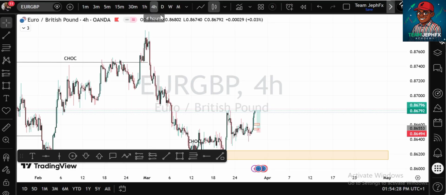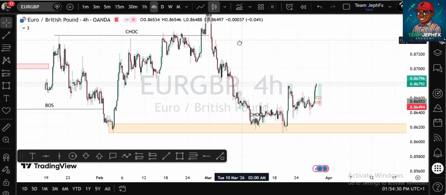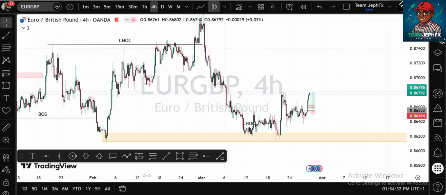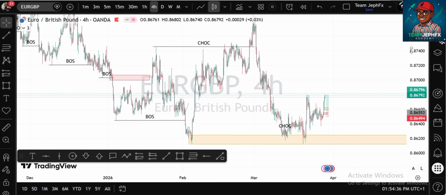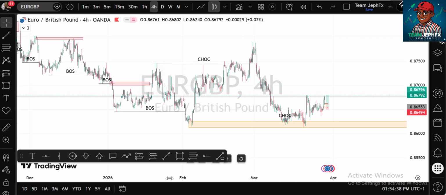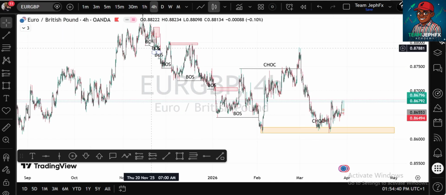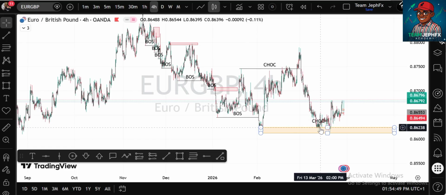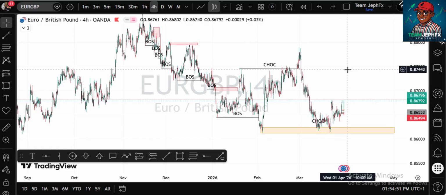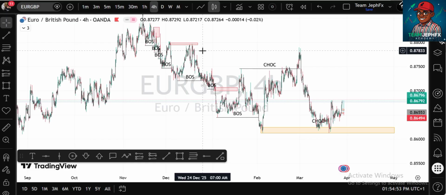Yes, Euro GBP. Currently, on the 4 hour time frame, we already have a change of character. Initially, if you look to the left of the screen, you will see that we're on a downtrend. Then all of a sudden we had a change of character. Then the market came down and tapped into our zone here, and we're expecting it to start going up. That is what we're looking for on a 4 hour time frame.